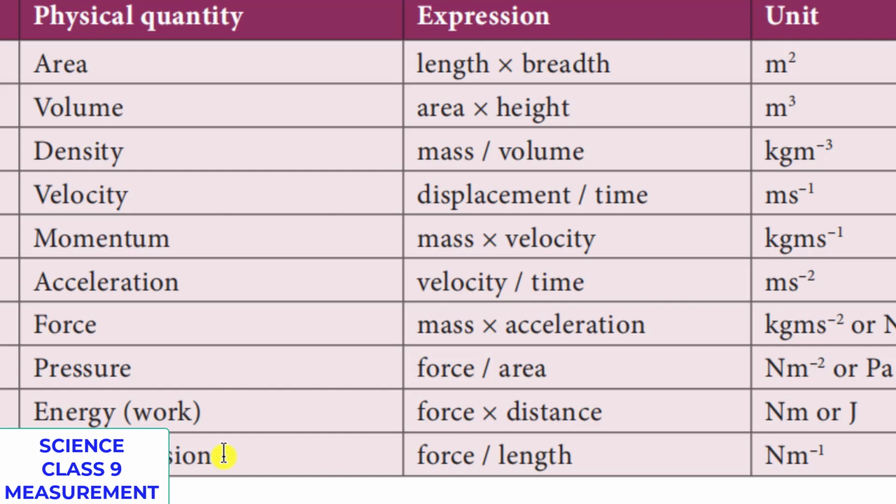Okay, surface tension. Surface tension is the force exerted per unit length, is it not? Force per length. Force is Newton and length in meter. Okay, so it is Newton meter power minus 1. Keep it in mind. You have to memorize this table, and you have to know the units related to the physical quantity and the expression related to the physical quantity.